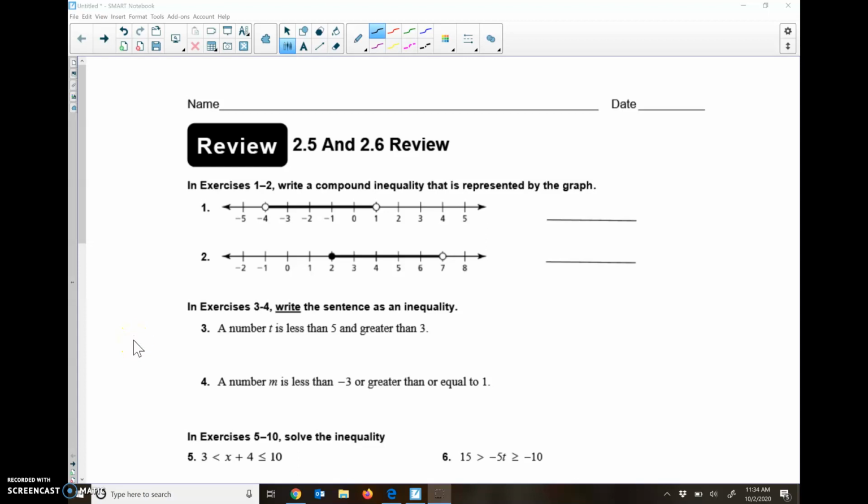Going to go through the 2526 review with you here quick. So I'm going to do a couple of problems. You're going to do the rest, not as much as last time. And then I'll give you some hints on some of the ones that are a little trickier.